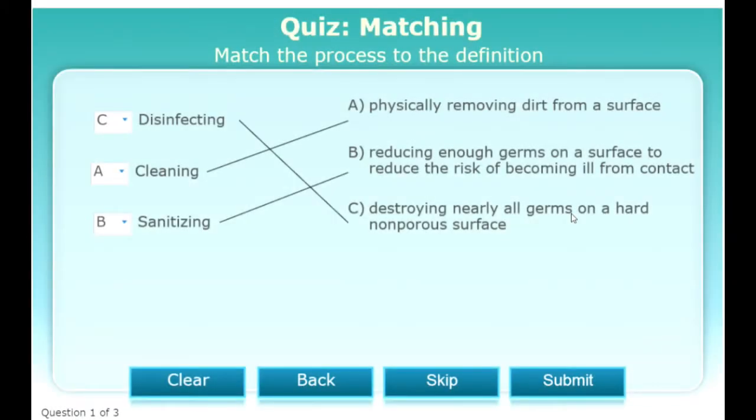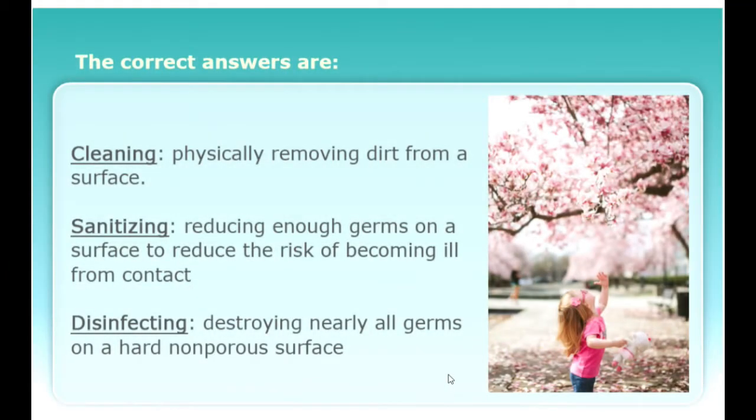Quiz question. Match the process to its definition. The correct answers are cleaning, physically removing dirt from a surface; sanitizing, reducing enough germs on a surface to reduce the risk of becoming ill from contact; disinfecting, destroying nearly all germs on a hard, non-porous surface.